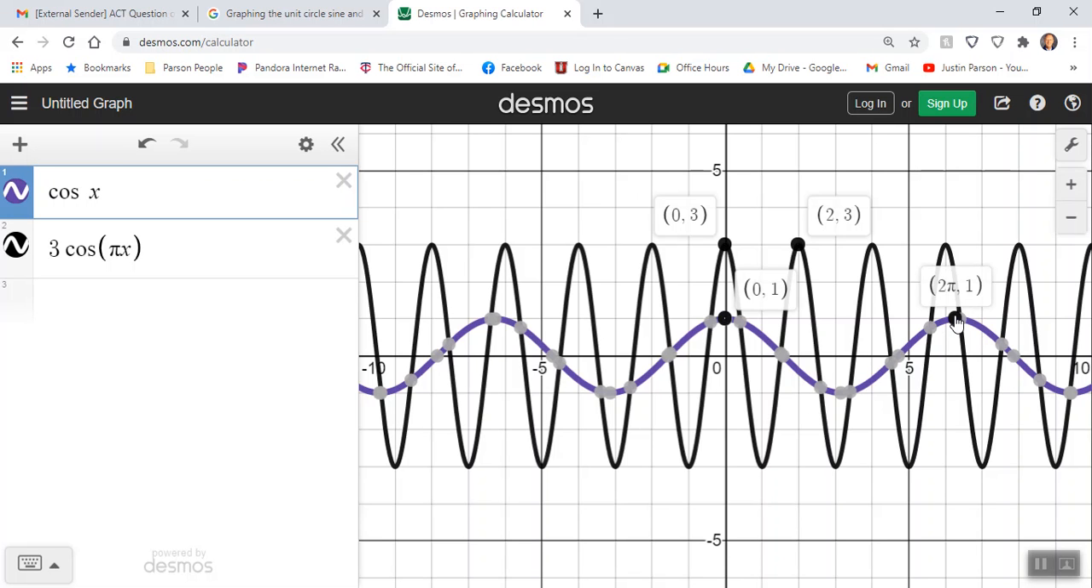You understand what's happening here then? Okay? A is like a vertical stretch, the B value is like a horizontal stretch or a horizontal shrink. Are you cool with that? Yeah. Alrighty.